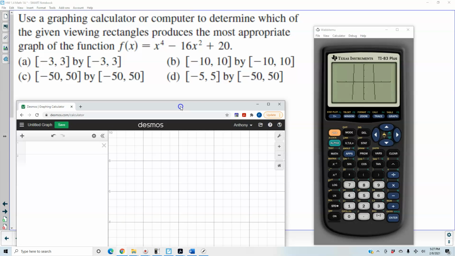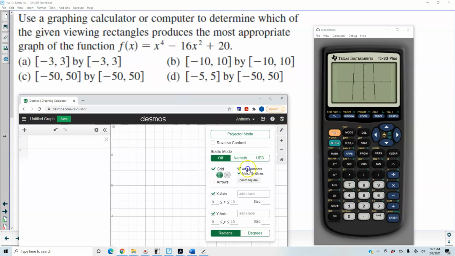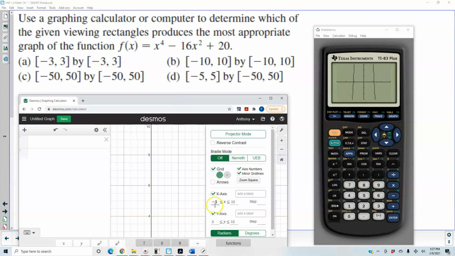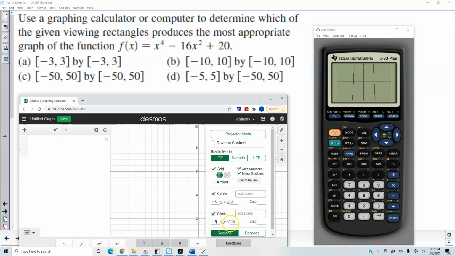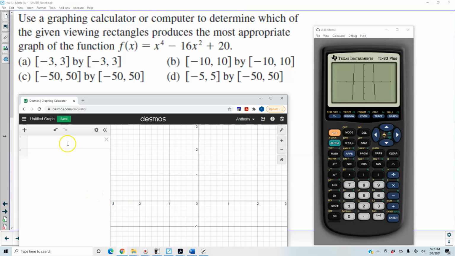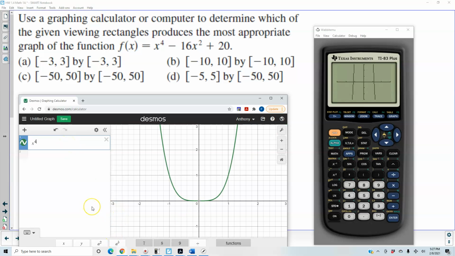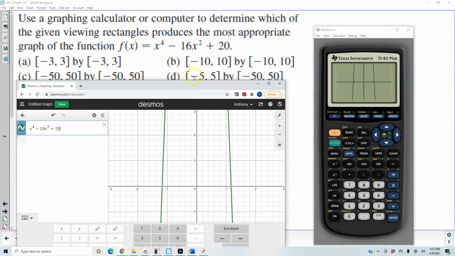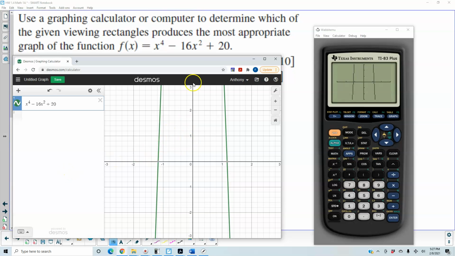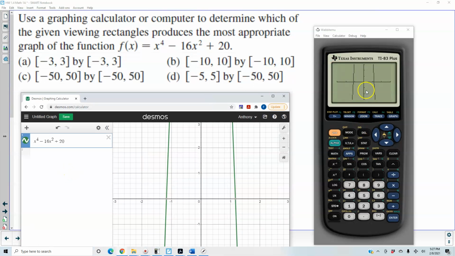So let's go ahead and do it on Desmos. So a minimum of negative 3, a max of 3, a minimum of negative 3, and a max of 3. And then we're going to put in our function. So it's x to the fourth minus 16x squared plus 20. So again, this is kind of the viewing that we're getting for this viewing rectangle.